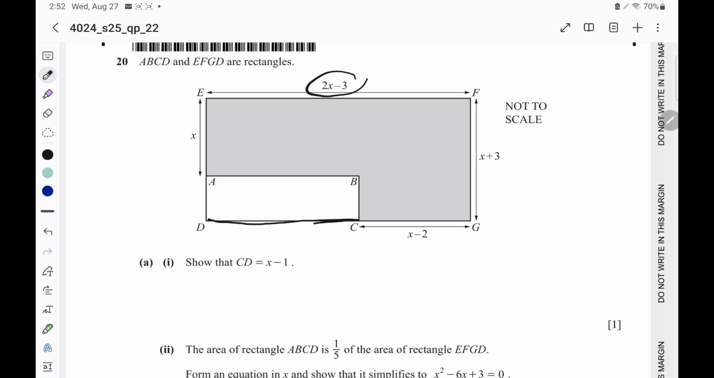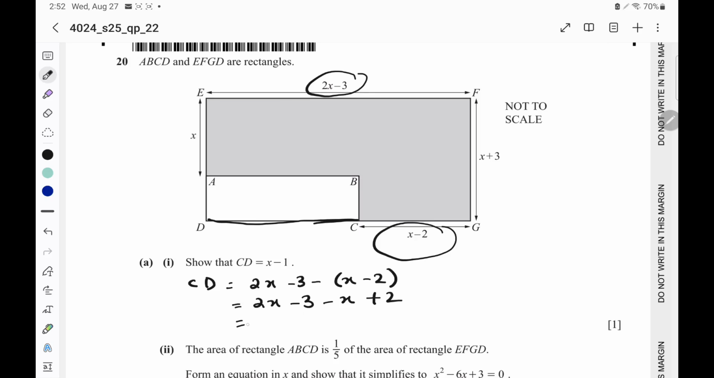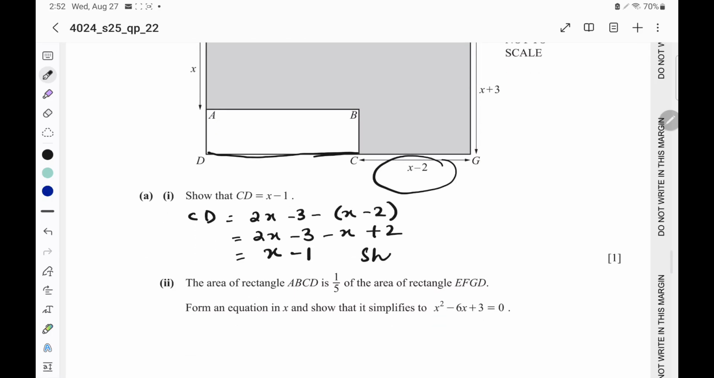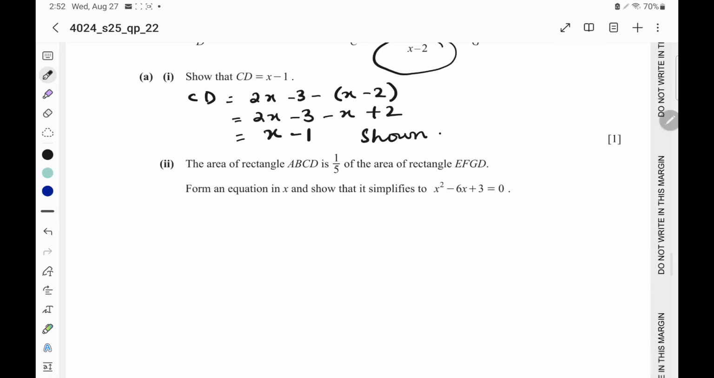The whole is 2x minus 3, and minus x minus 2. So CD equals 2x minus 3 minus x minus 2. Then it is 2x minus 3 minus x plus 2. Then 2x minus x will become only x. I'm just combining, and minus 3 plus 2 is minus 1 because 3 is the greater digit. So we have shown this. 1 mark question. The area of the rectangle ABCD is 1/5 times the area of the rectangle EFGD.